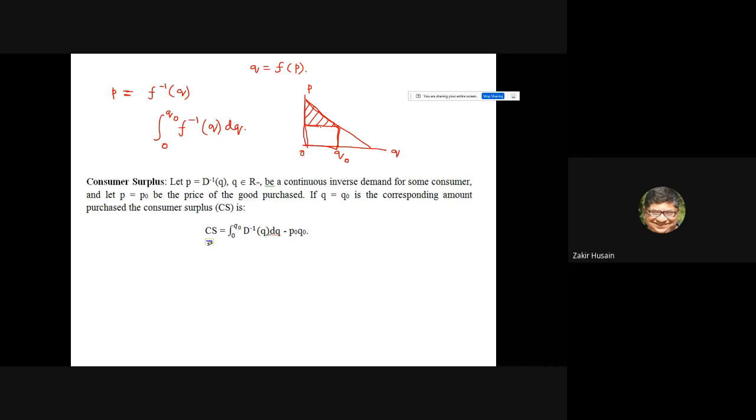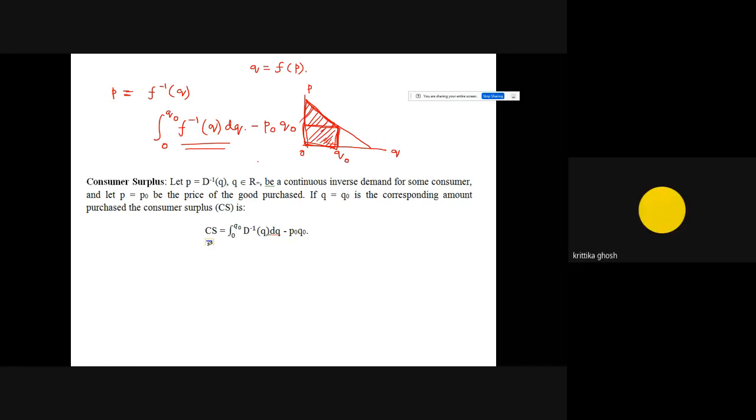And what is this area? This is simply price into quantity, the expenditure. Okay. So the first part is the entire area under the demand curve. What is the interpretation of this area? We know that this triangle is the consumer surplus. We know that this is the expenditure, but what is this entire area?